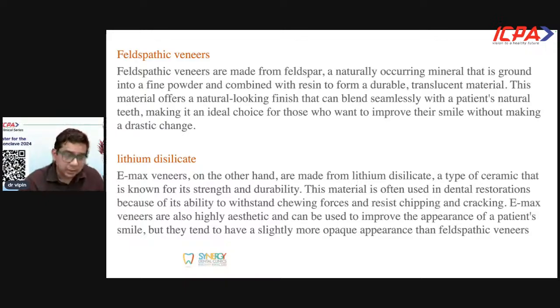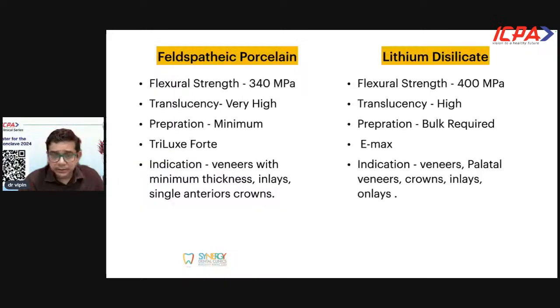Of course, Emax is a material of choice for most of the cases. I'll show you two patients right now of both the materials. The difference between feldspathic porcelain and lithium disilicate is the flexural strength.